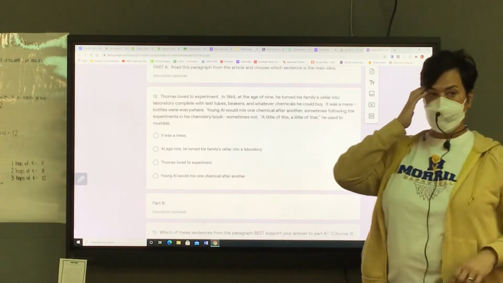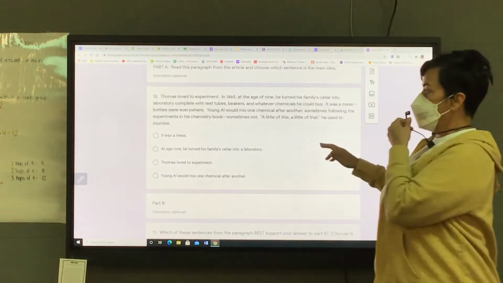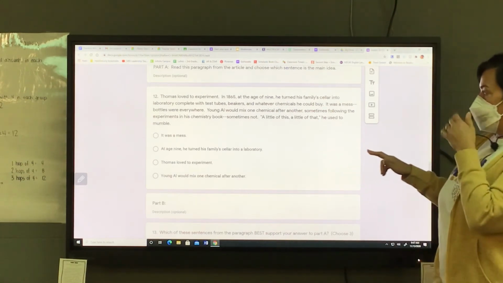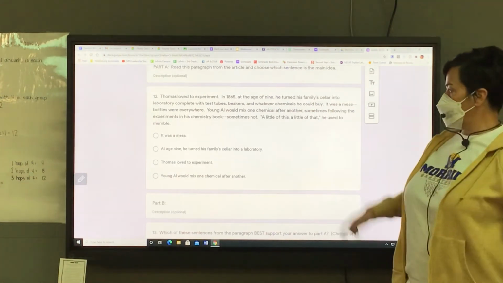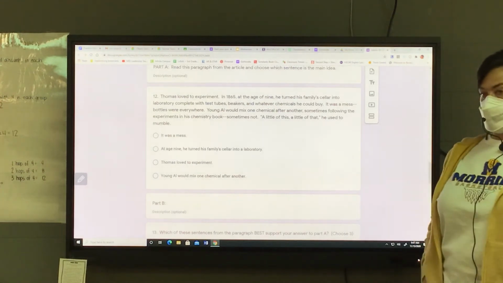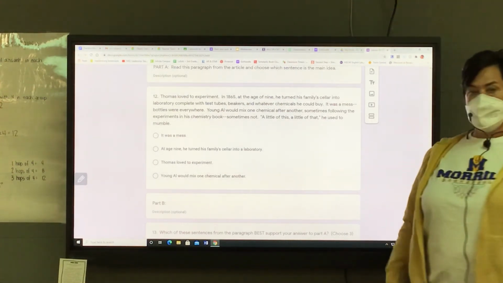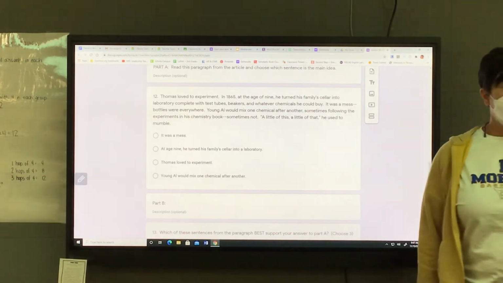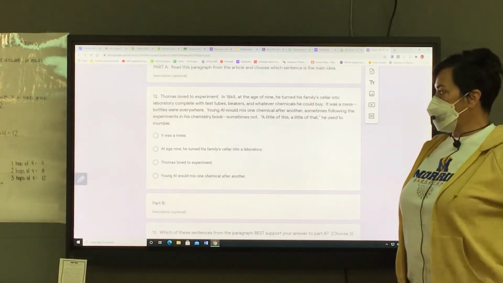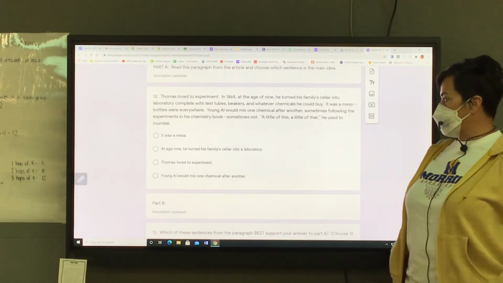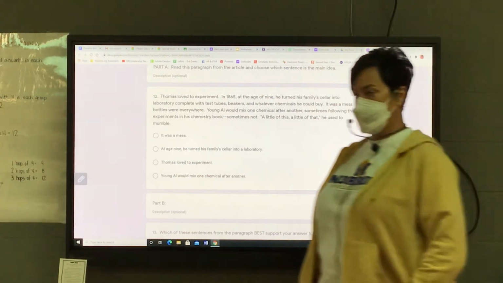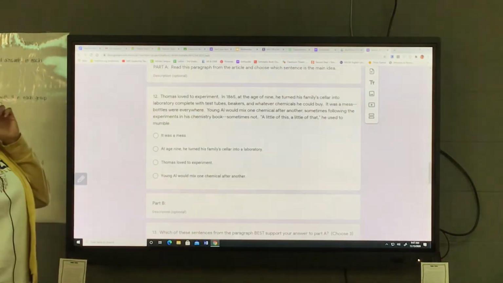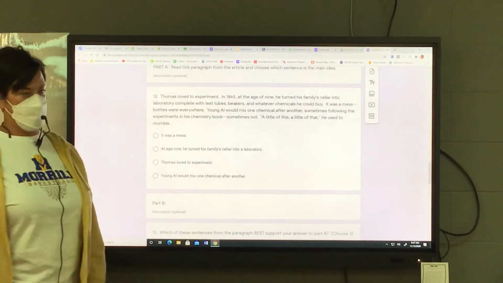Okay, so let's reread this again. Thomas loved to experiment. In 1865, at the age of 9, he turned his family's cellar into a laboratory complete with test tubes, beakers, and whatever chemicals he could buy. It was a mess. Bottles were everywhere. Young Al would mix one chemical after another, sometimes following the experiments in his chemistry book, sometimes not. "A little of this, a little of that," he used to mumble.